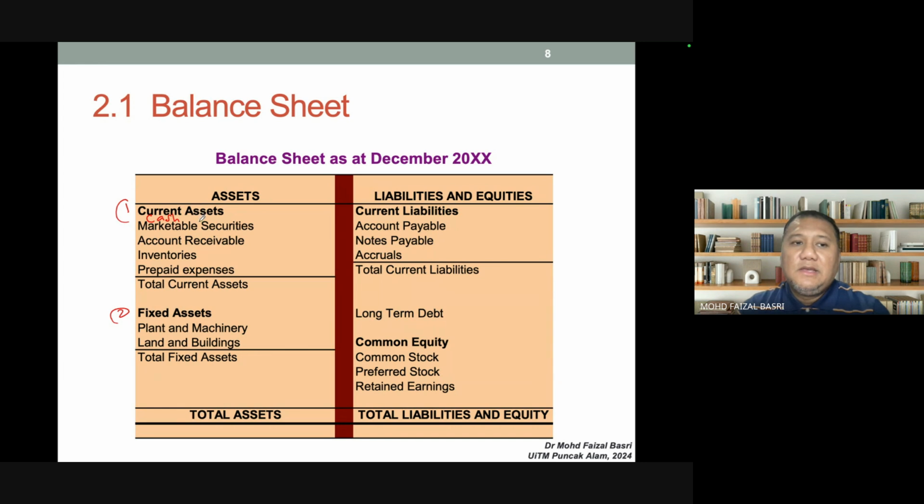And then we have marketable securities. Marketable securities is a form of investment ataupun niche. Kita letak dia sebagai short term investment.